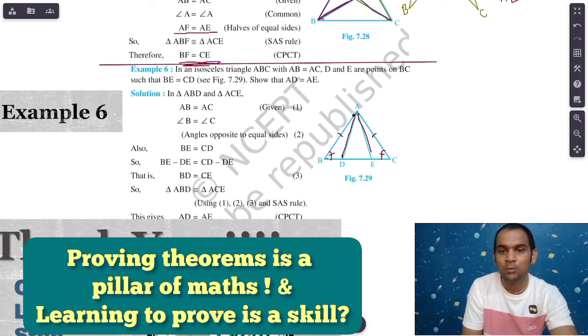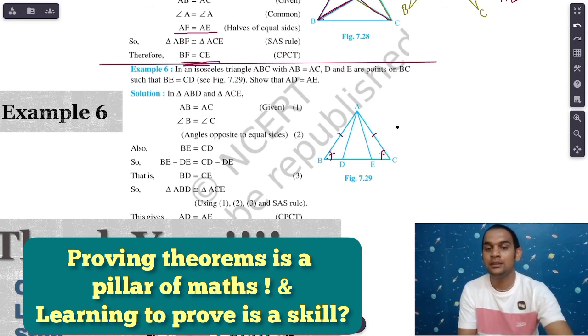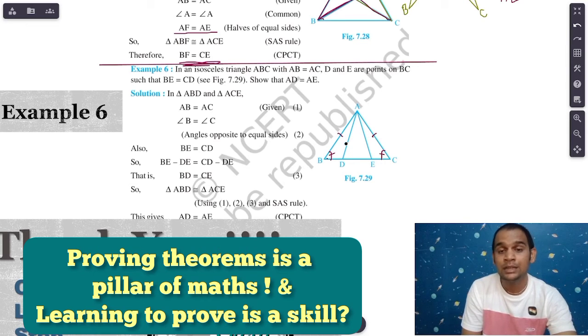If we somehow prove that triangle ABD is congruent to triangle ACE, we are done with the proof, by CPCT we can say AD equals AE. So what do we take? We consider triangle ABD and ACE. AB is given to be equal to AC, that is very clear. With the help of the theorem, we can say that angle B equals angle C, that is also done. Angles opposite to equal sides are equal. Now, can I say that BD is equal to EC?